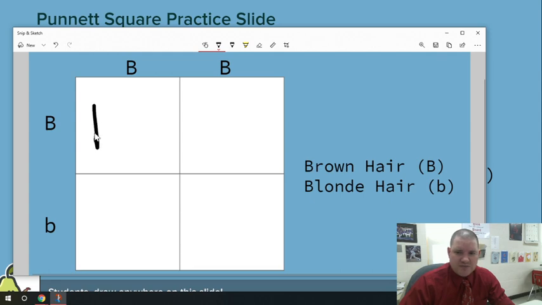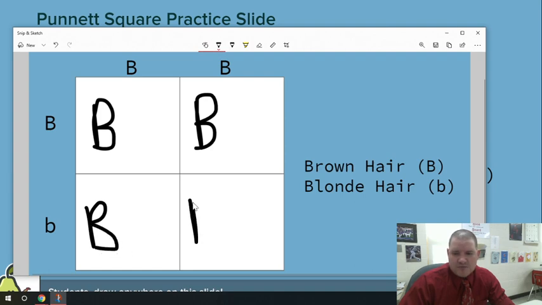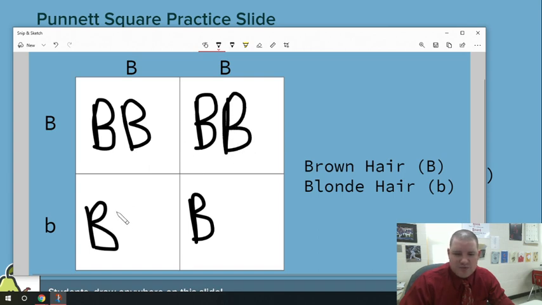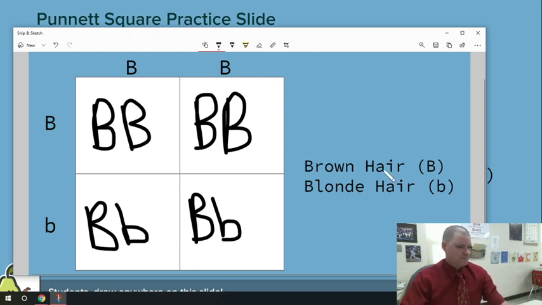How you do this is that you drop dad's genes down, and then you drag whatever mom has. Mom has a big B up top, so we'll put some big B's in, and then she has a little b down below. And we have a little b here.